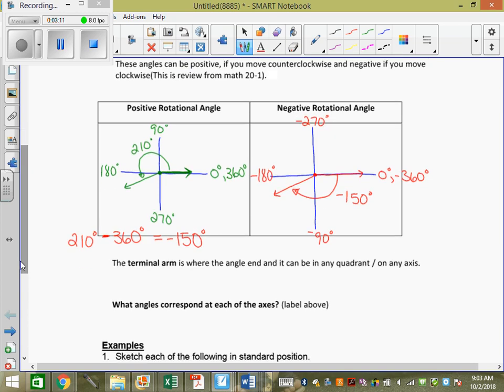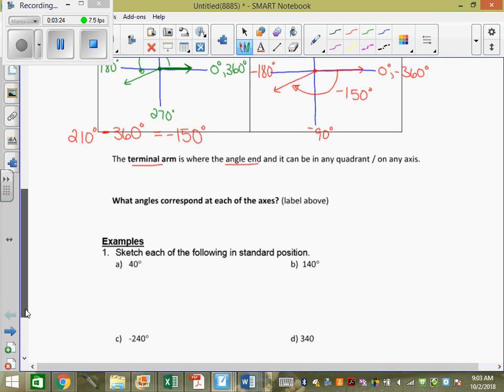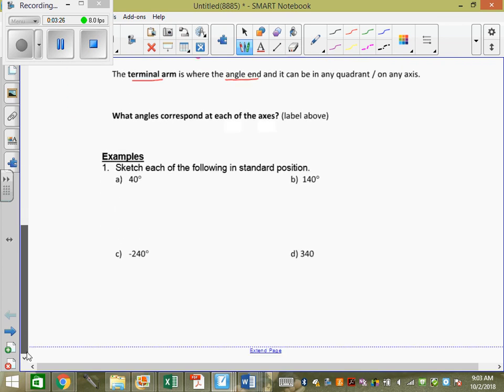The terminal arm is where the angle ends, and it can be in any quadrant or on any axis. And then what angles correspond to each of the axes, I already labeled them. So I want you guys to sketch these four. And this needs a degree symbol. Remember, if there is no degree symbol, it's radians, right? So you need to have a degree symbol.